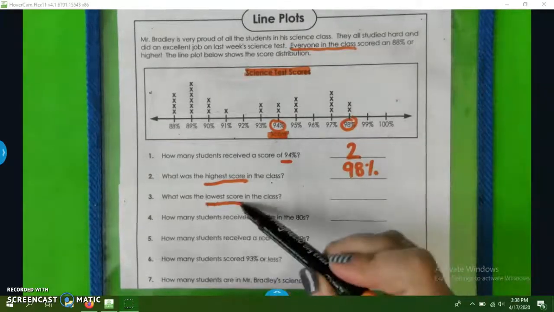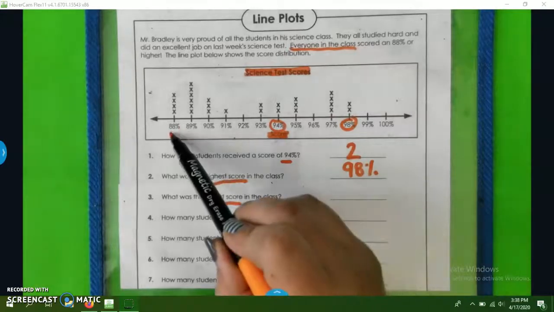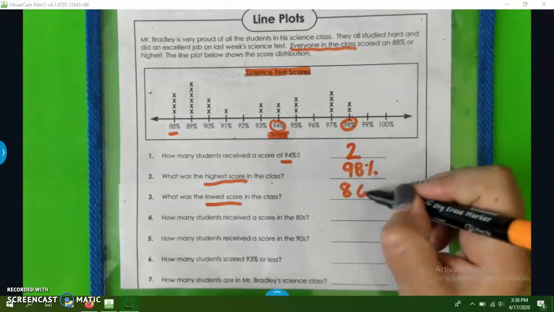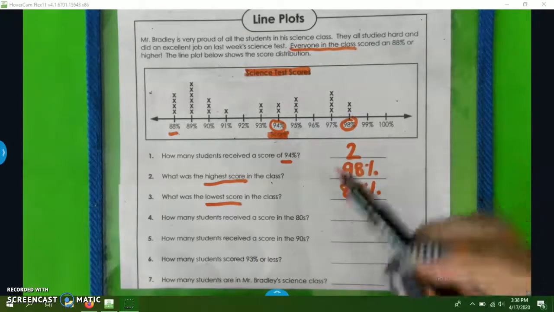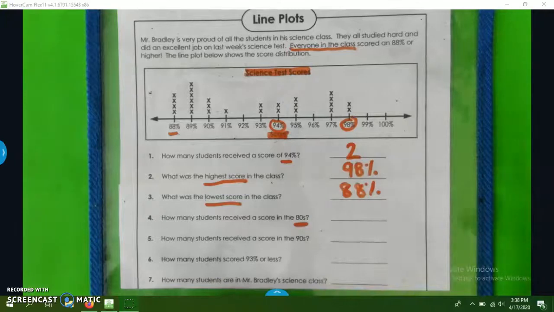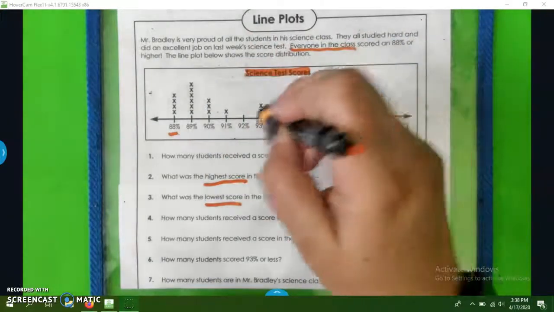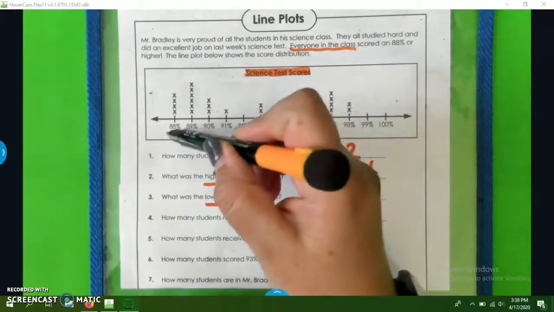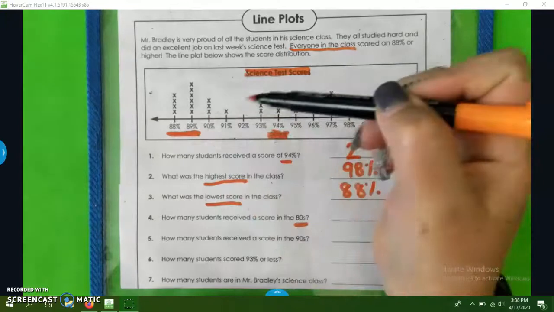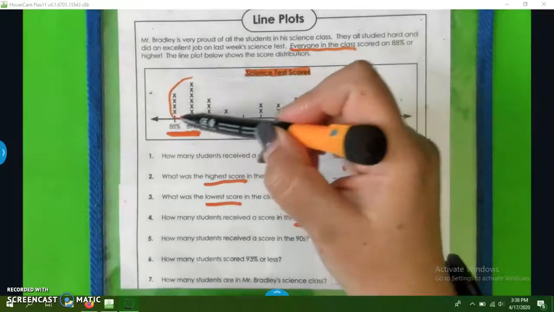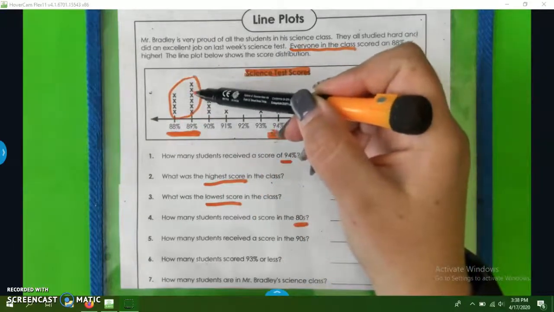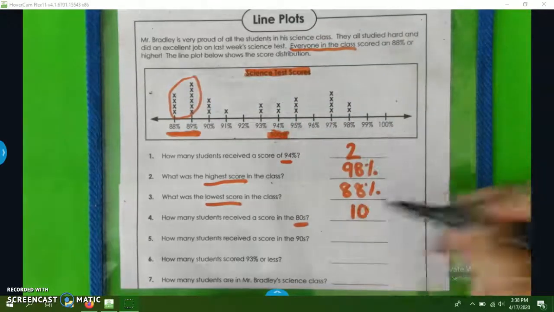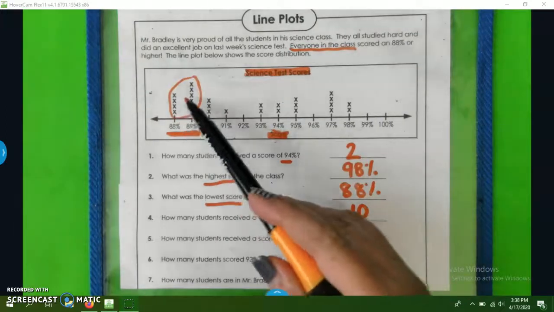What was the lowest score in the class? Not as tricky because the lowest score on our line plot is an 88, and there are several students who had that. How many students received a score in the 80s? So now we're going to look at what numbers would represent the data in the 80s, which would be this 88 and 89. So we're looking at all of these students, which would give us how many? 10, correct. 10 students. 4 here and 6 here.